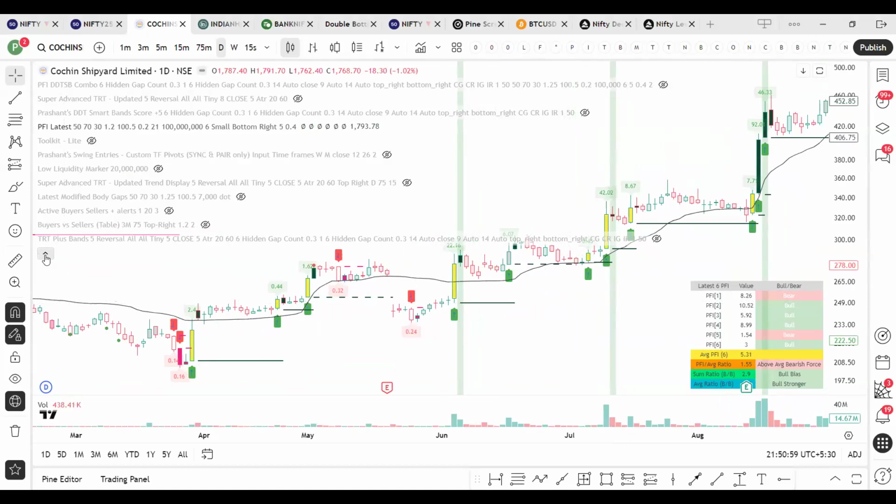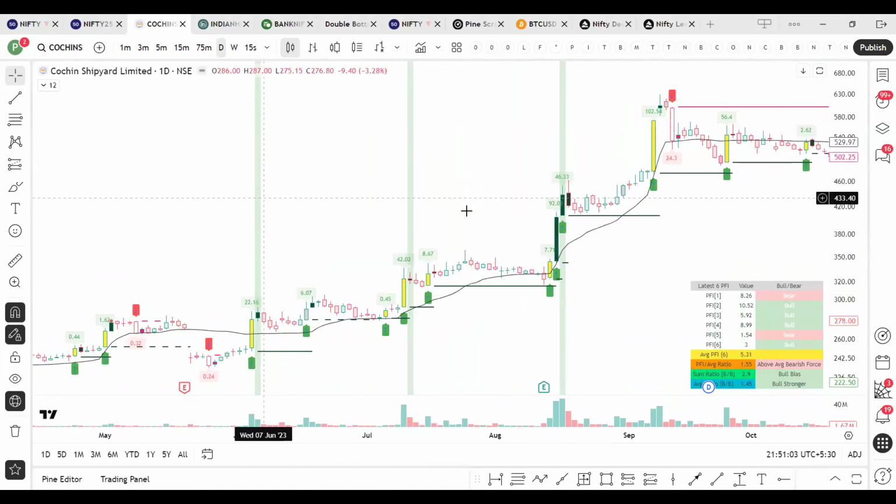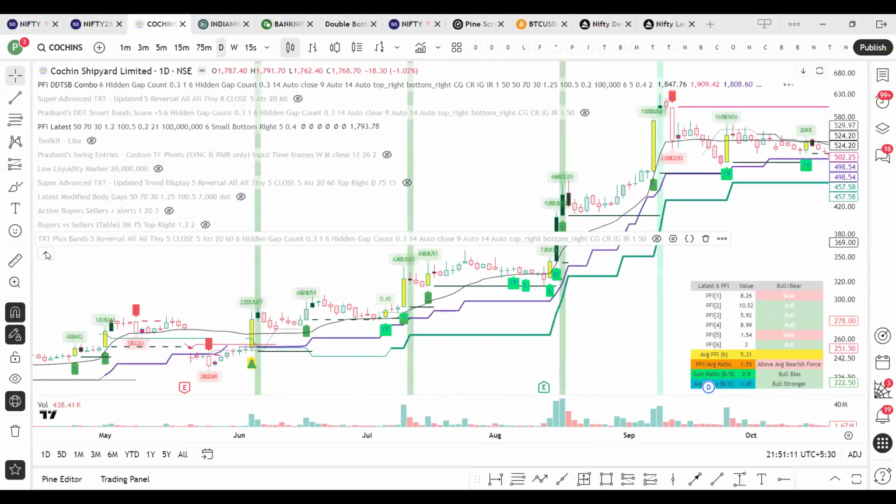And the best advantage is in small and mid cap stocks when we get PFIs like this. This is 5 times PFI, 5 times PFI. If we use combo, it will show 2 times as well as 5 times.